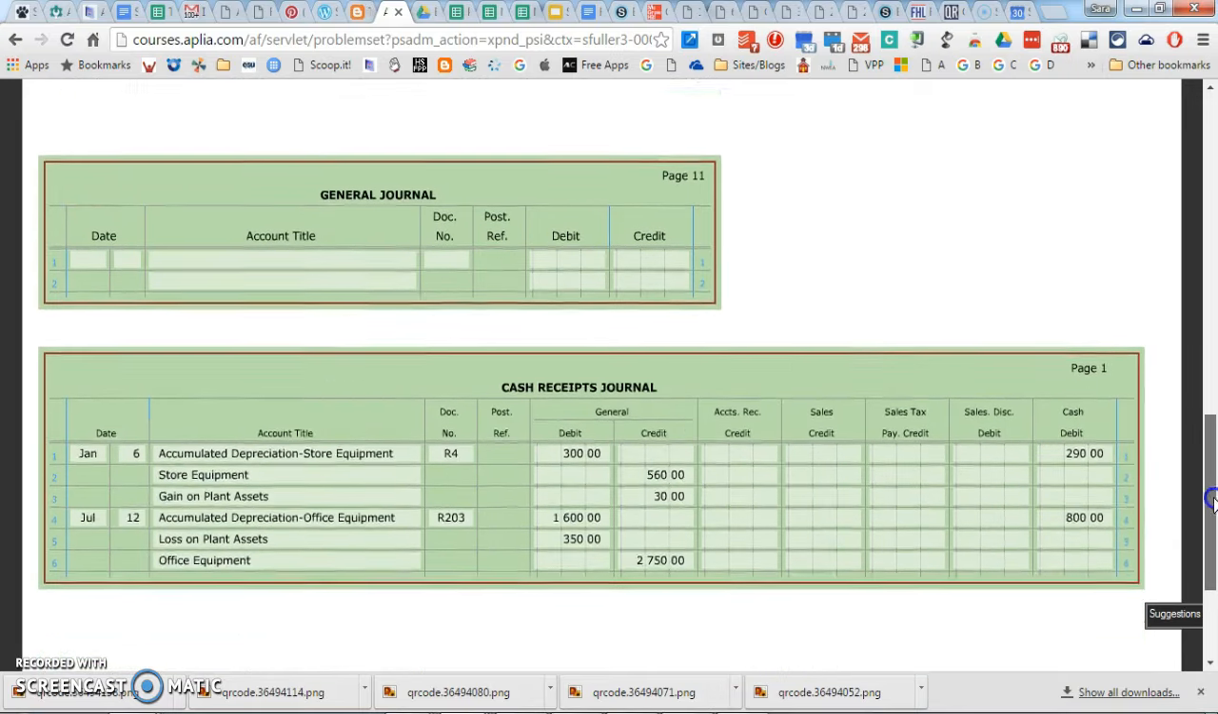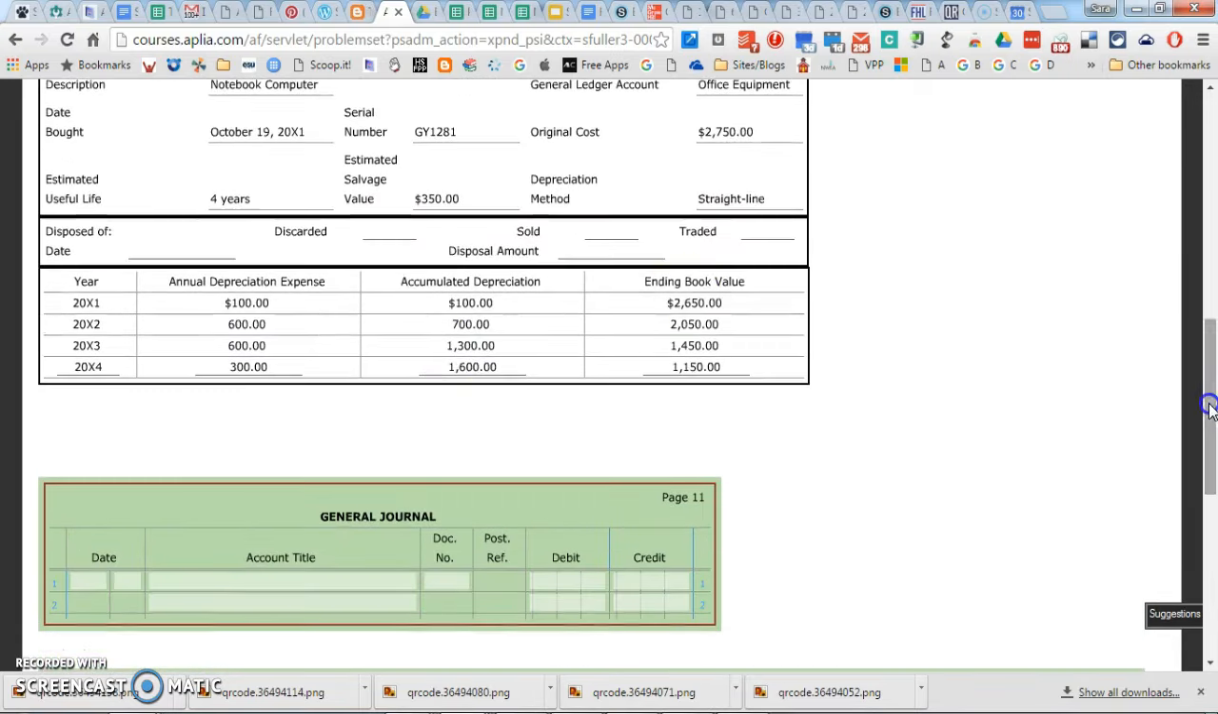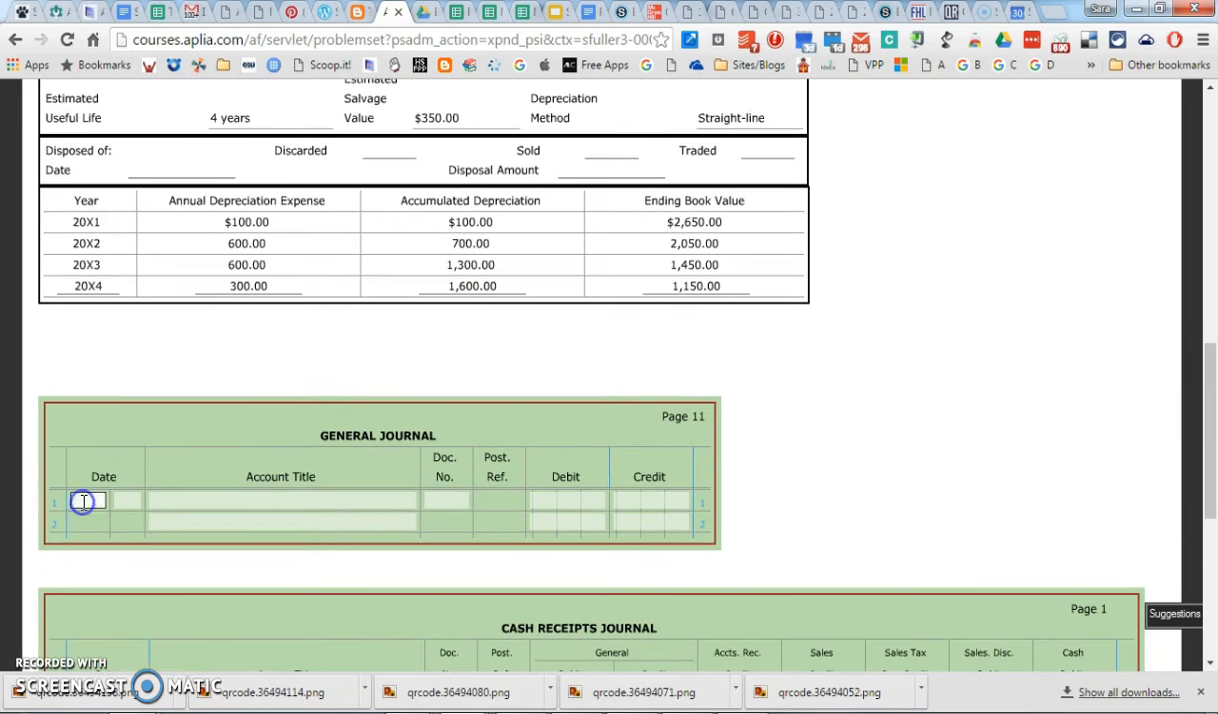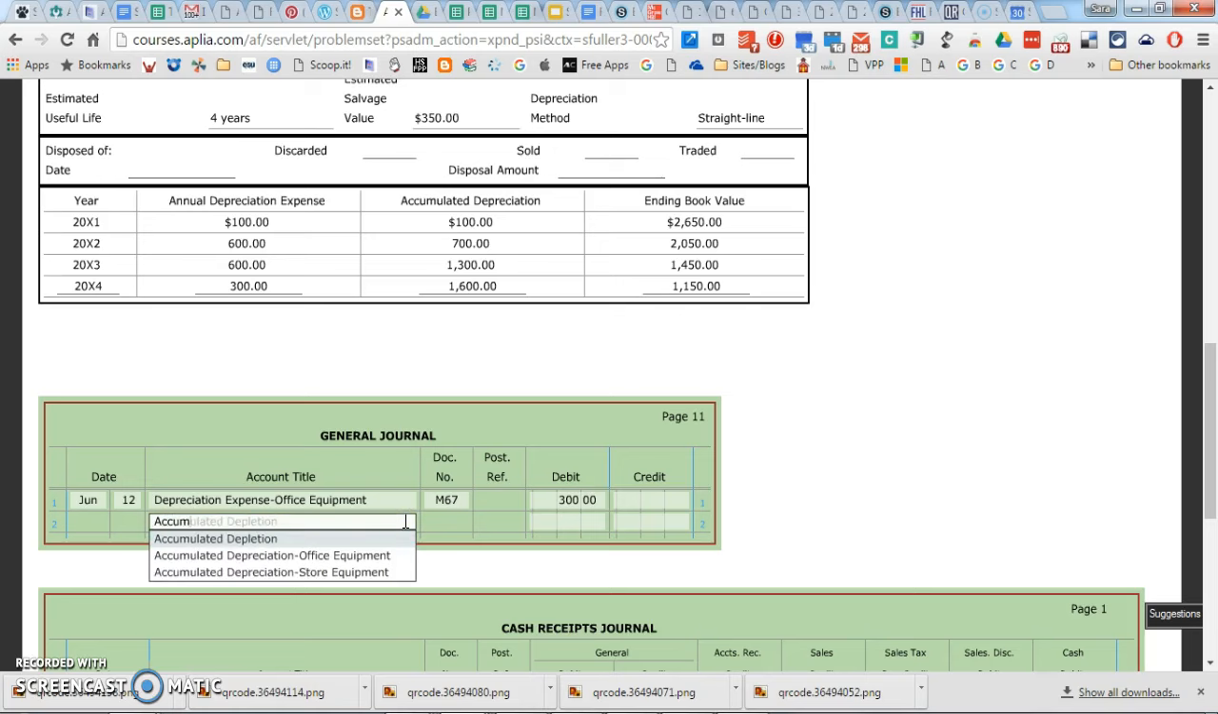Okay, and then we have to journalize from doing this additional depreciation. So our date is July 12th. And our account title will be Depreciation Expense Office Equipment. Document number is M67. A debit of $300. Our credit account is Accumulated Depreciation Office Equipment. A credit of $300.